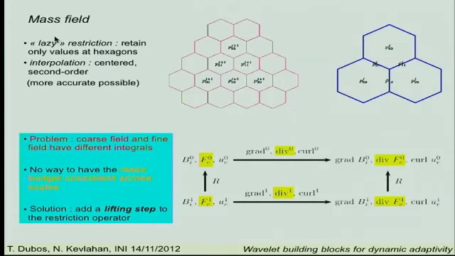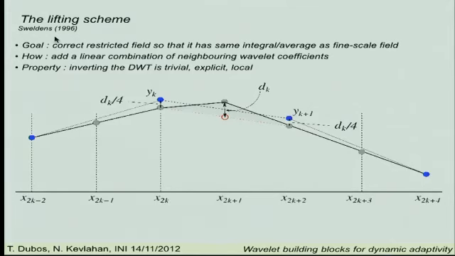So to have a mass budget consistent across scales, I need that my restricted mass field has the same integral as the fine scale. So you need to have the same mass, whatever the scale you're looking at. All right, that makes sense. So the solution comes from, there is a solution in the standard construction of wavelets called a lifting step. And it works like this.